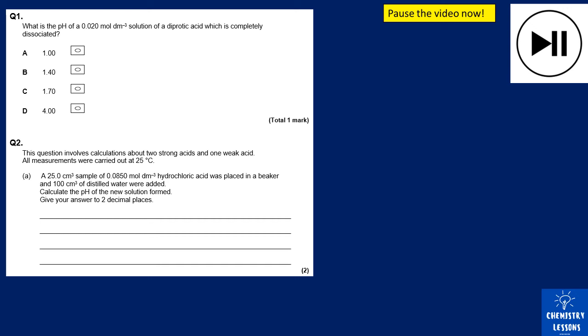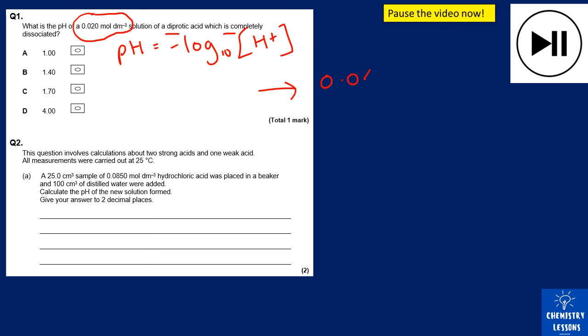Okay, so question 1, we're asked to determine the pH. Now pH is minus log, and it's log to the base 10, of the H plus concentration. So the only way we can find the pH is to find the H plus concentration. We know the concentration of the acid is 0.020 moles per decimeter cubed. We know it's a diprotic acid, and we know it completely dissociates. That means that the H plus concentration is 0.040 moles per decimeter cubed. Because it's a diprotic acid, 1 mole of acid will release 2 moles of H plus. So I've had to double this value here.